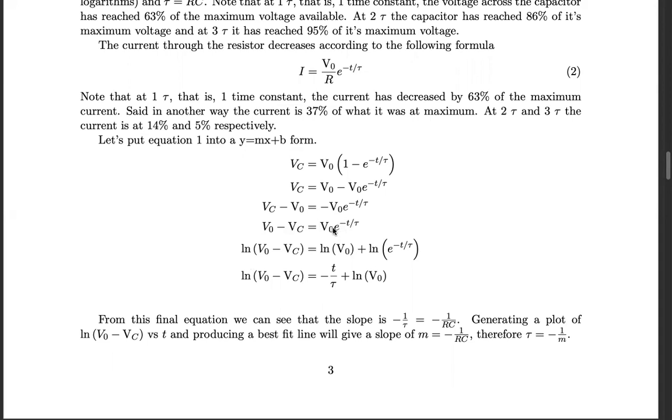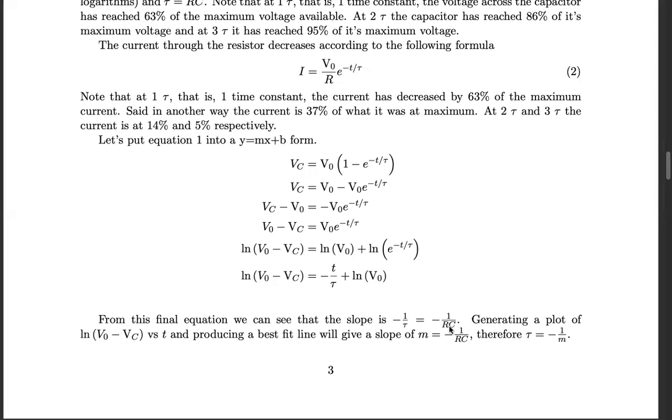Whenever you have a log of a product, it's the sum of the logs. So it's the natural log of V0 plus the natural log of e to the minus t over tau. The natural log of e to an exponent is that exponent, and that's where we get the minus t over tau here. And we're left with the exponent minus t over tau, and this would be what remains, the ln of V0. And so this is your y equals mx plus b. The x in this case is t, so the m is minus 1 over tau, which is equal to minus 1 over RC.